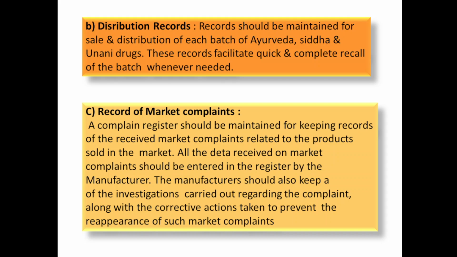Record of market complaints. A complaint register should be maintained for keeping the records of received market complaints related to the product sold in the market. After manufacturing, the product goes into the finished drug store area, and from there it goes into the market as per the orders. Now if complaints are received related to that product, there should be a complaint register to register the complaint.